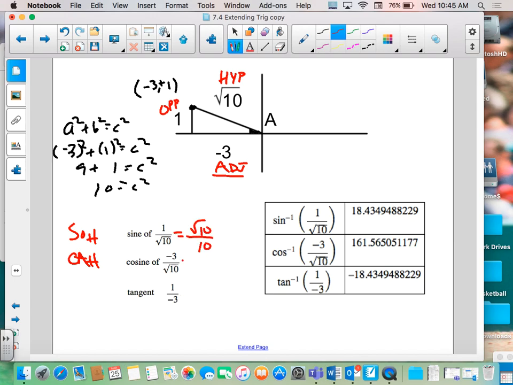That's the square root of 10 over 10, -3 square root of 10 over 10, and -1/3. To get rid of radicals, remember you multiply the top and bottom by that radical. Square root of 10 times the square root of 10 is the square root of 100, which is 10. Okay?